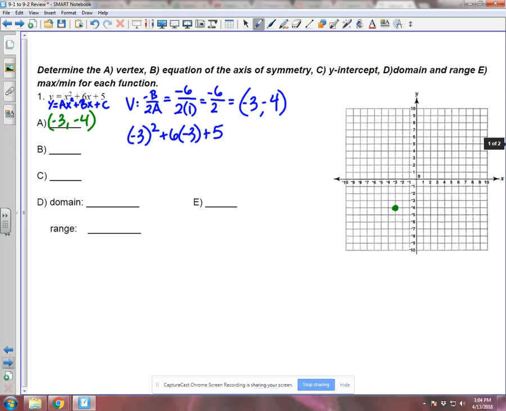What's letter B ask you for? Axis of symmetry. It has to cut it right down the middle, which means it has to go through the vertex. And that means it's going to have to be vertical. So what variable does that equation need to start with? X equals what? You just said negative 3 is the x value. So I'm going to go ahead and draw in my axis of symmetry. Okay, I think we are ready for Desmos. Go for it.